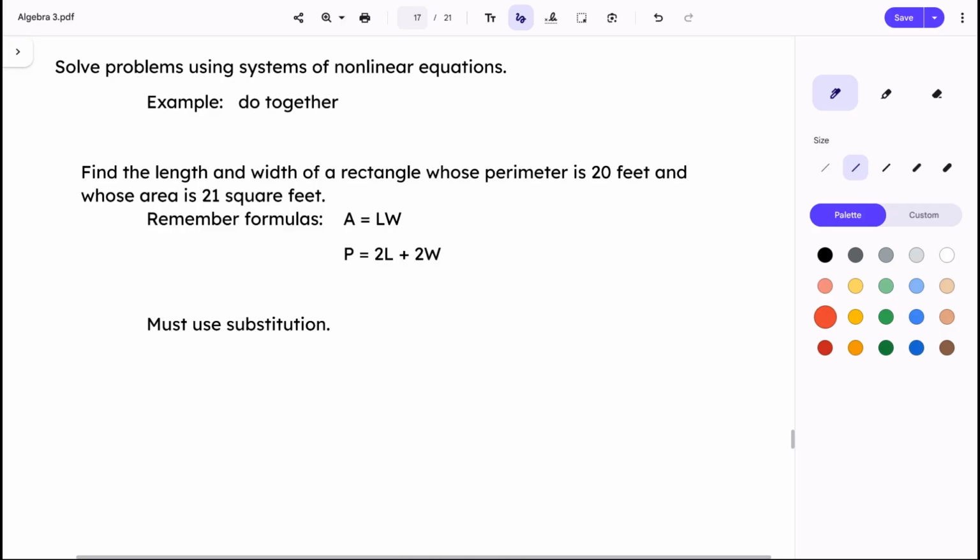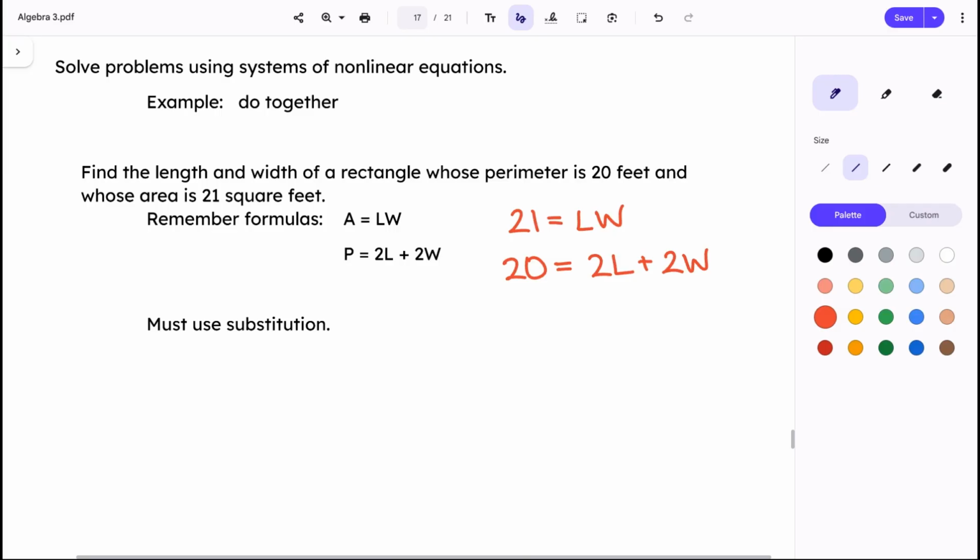Okay, so let's kind of think about what they're giving me up above in my problem. What do they tell me is the area of this shape? 21. So I'm just going to rewrite this as 21 equals LW. And what they say the perimeter was? 20. So I'm just plugging those pieces in.